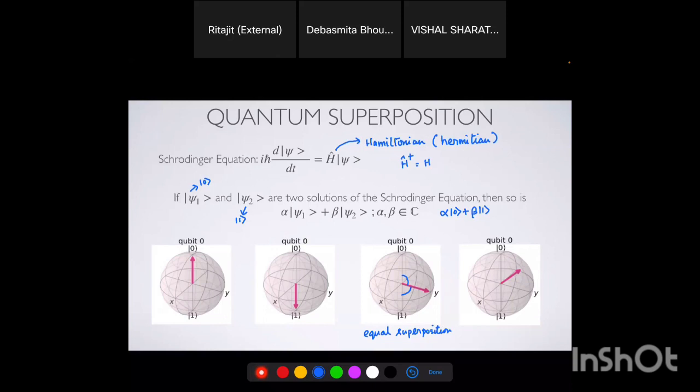On the other hand, a superposition need not always be an equal superposition. It need not be equidistant from 0 and 1. In this fourth picture, as you see, it is more inclined towards 0 and less inclined towards 1. So any point on the surface of this sphere is a valid quantum state. On the other hand, in a classical computer, only these first two figures are valid classical bits, zeros and ones. So that's all I wanted to talk about quantum superposition.